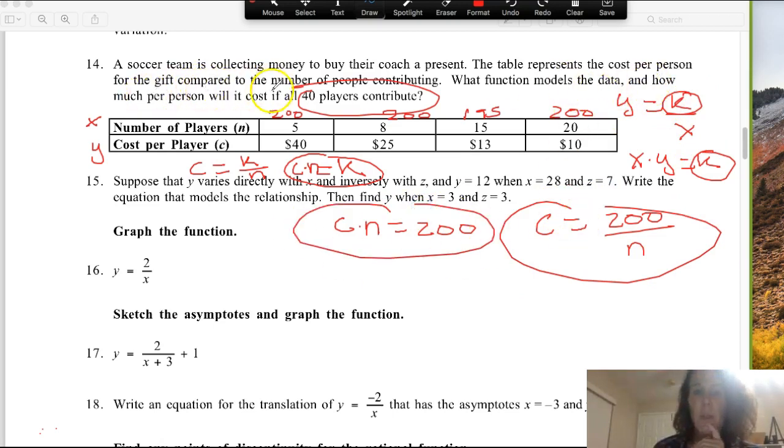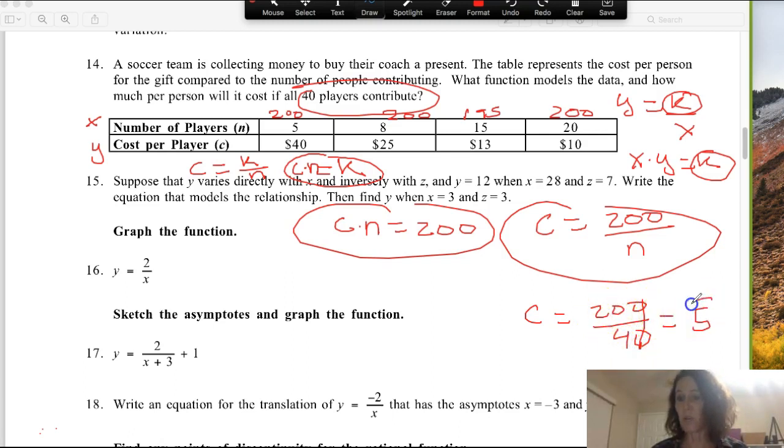How much per person will it cost if all 40 players contribute? So 5, 8, 15, 20, what if all 40 contribute? You just say, well, the cost is 200 divided by all 40 players. You're just going to go 200, these cancel, so 20 divided by 4 is just 5. So the cost would be $5 per player. That would be a lot cheaper.